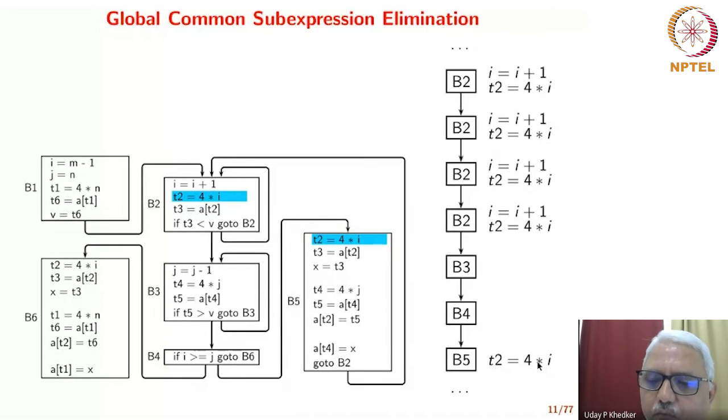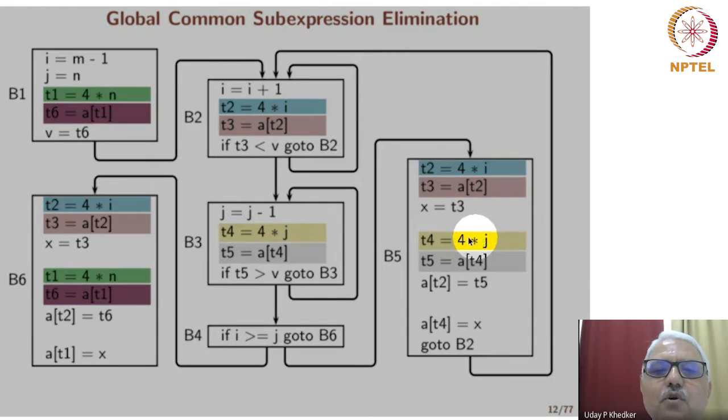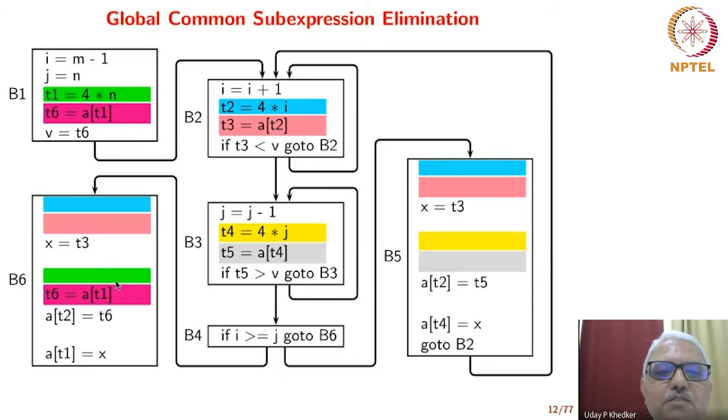Okay. So for now, we will proceed. We're talking about these two, the last and the first occurrences. For now, we will assume that there is a way of doing it. And therefore, we observe that we can get rid of this, T2 is equal to 4 star I. We can get rid of this, T4 is equal to 4 star J. We can get rid of this, as well as this. So eventually, our optimized program looks like this. We have got rid of many further computations. So this is global common subexpression elimination. And by the end of this lecture, you will know how this is done systematically.